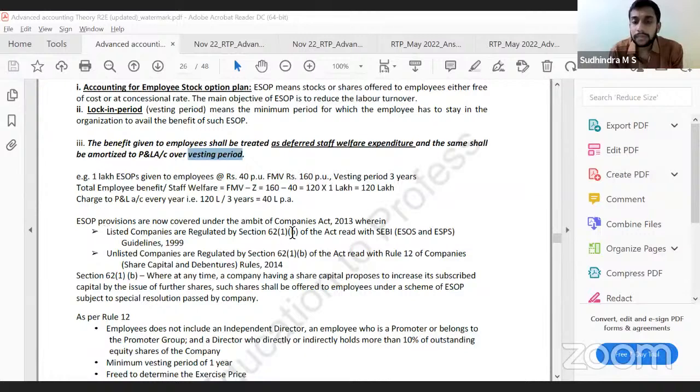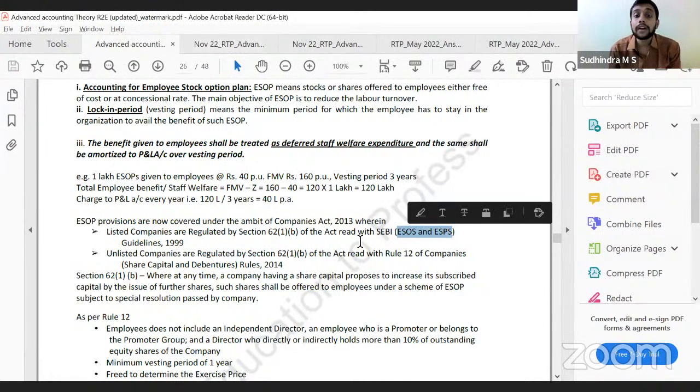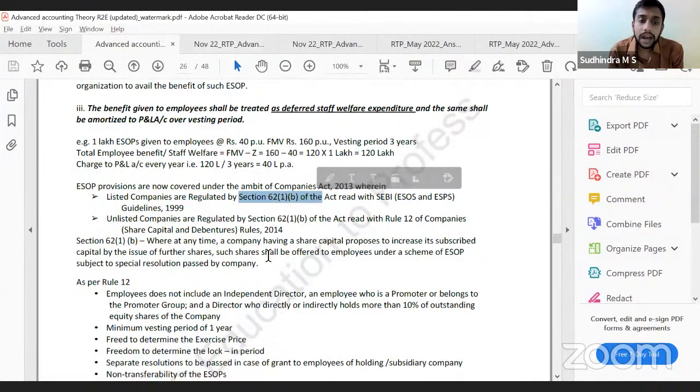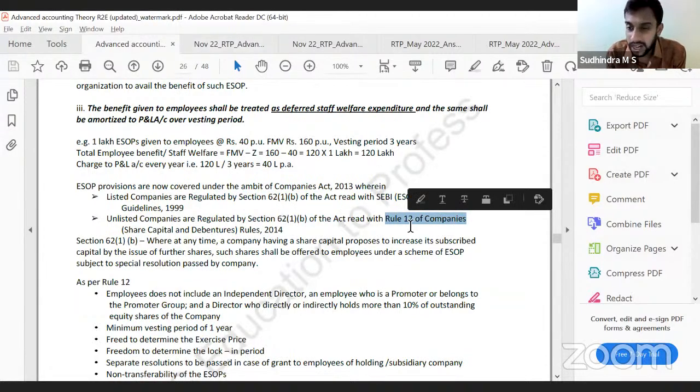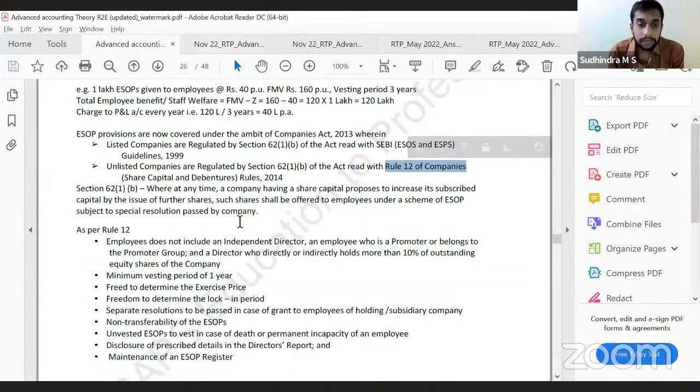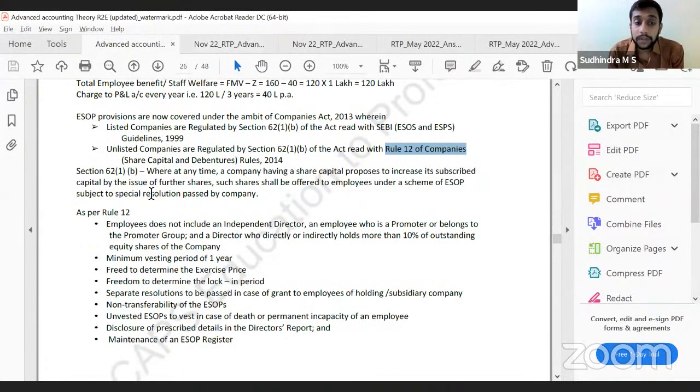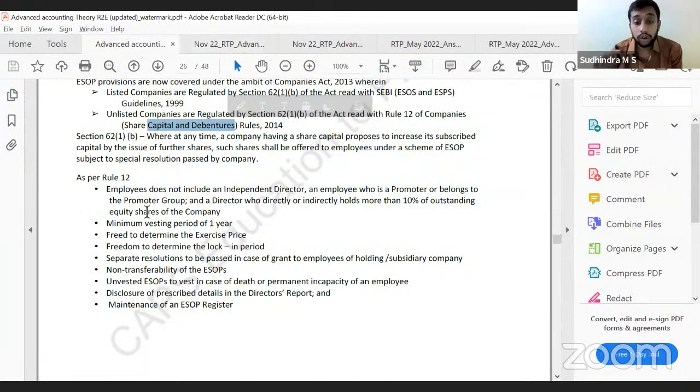Now, in case of listed companies, they have SEBI regulations as well, apart from 62(1)(b) of the Companies Act. Unlisted companies, we go with 62(1)(b) of the Companies Act and Rule 12 of Companies (Share Capital and Debentures) Rules. Okay. Now, for ESOP, special resolution is compulsory. What does Rule 12 say? Not so important. However, we'll have a look.